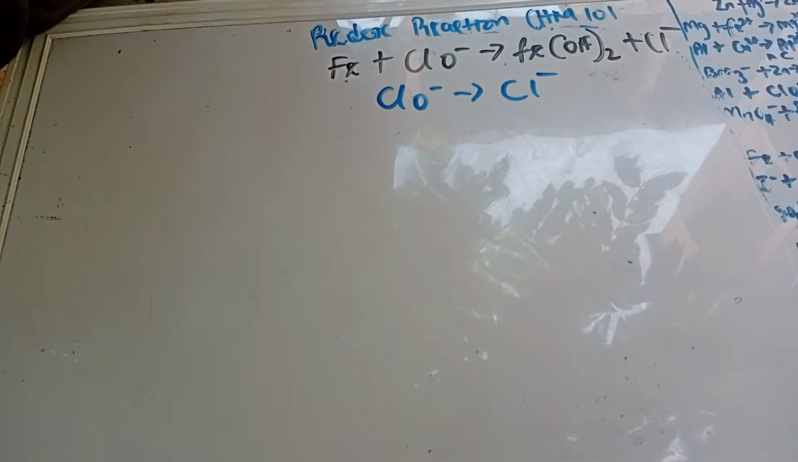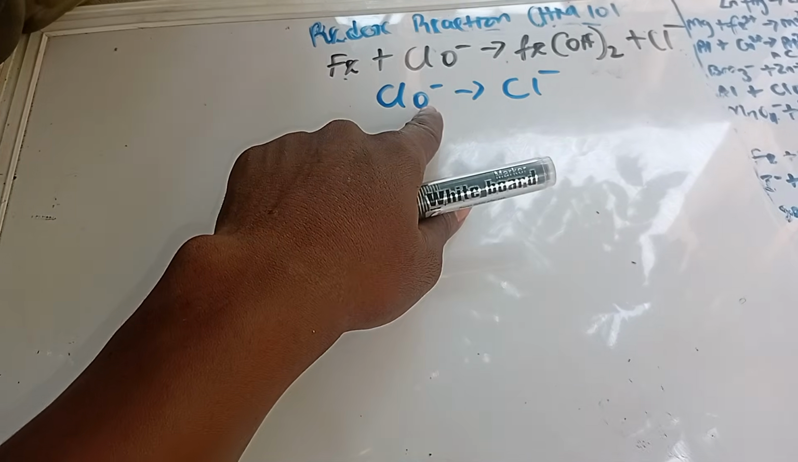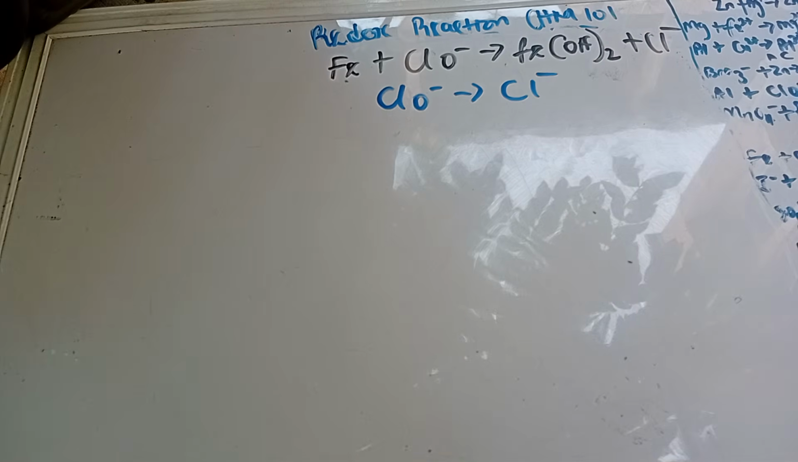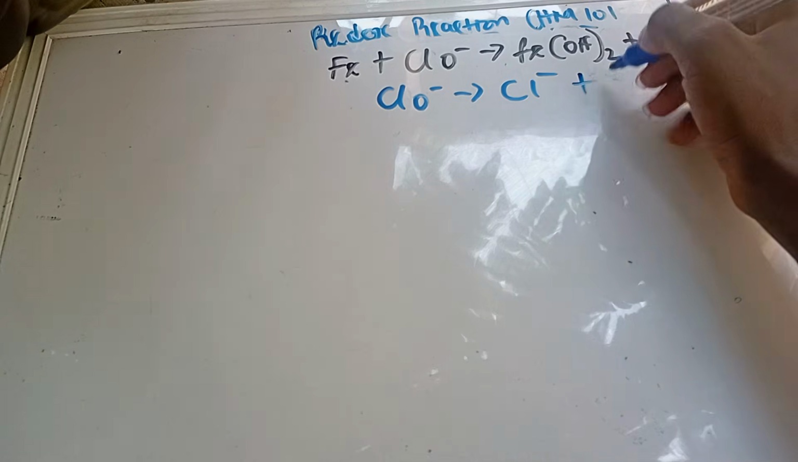In this case, for the reduction we should have added the electron already, but I told you first balance the atoms in cases like this. So how do we balance the atoms? We have one oxygen here, right? So let's add one H2O.